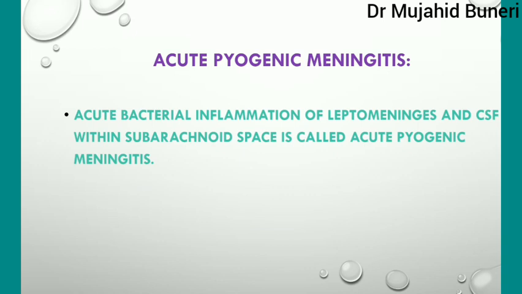Okay, let's begin. What is acute pyogenic meningitis? Acute bacterial inflammation of leptomeninges and cerebrospinal fluid within subarachnoid space is called acute pyogenic meningitis. What is meant by leptomeninges? These are the two connective tissue layers around the central nervous system, namely arachnoid mater and the pia mater. If inflammation occurs in the third and outermost connective tissue layer of the central nervous system, which is dura mater, that type of inflammation is called pachymeningitis. I hope the difference between meningitis and pachymeningitis is clear now.